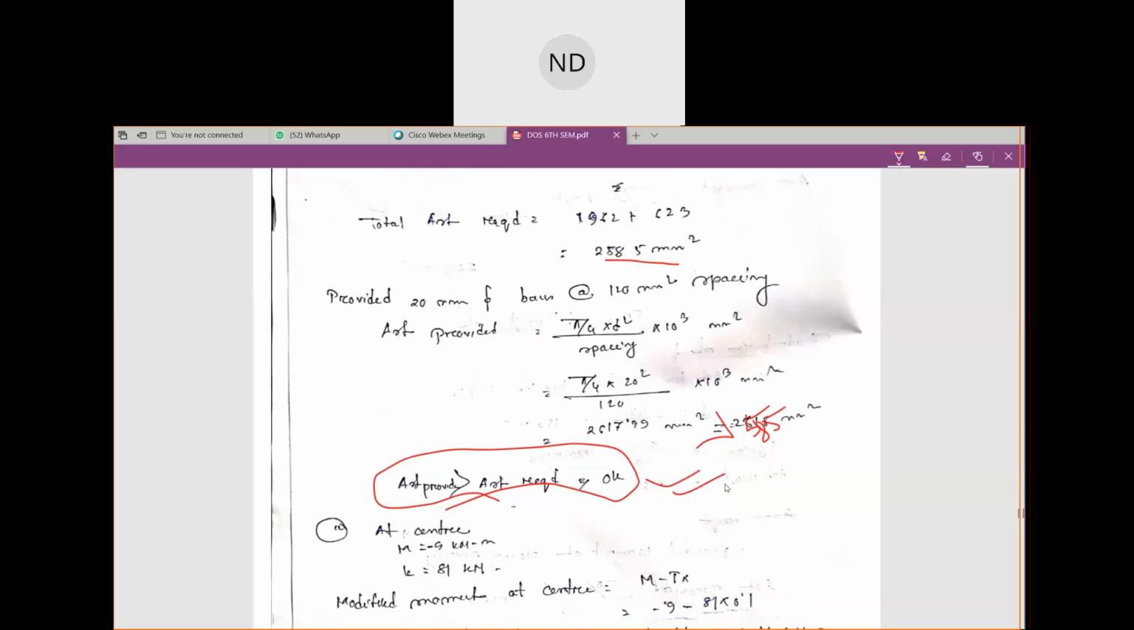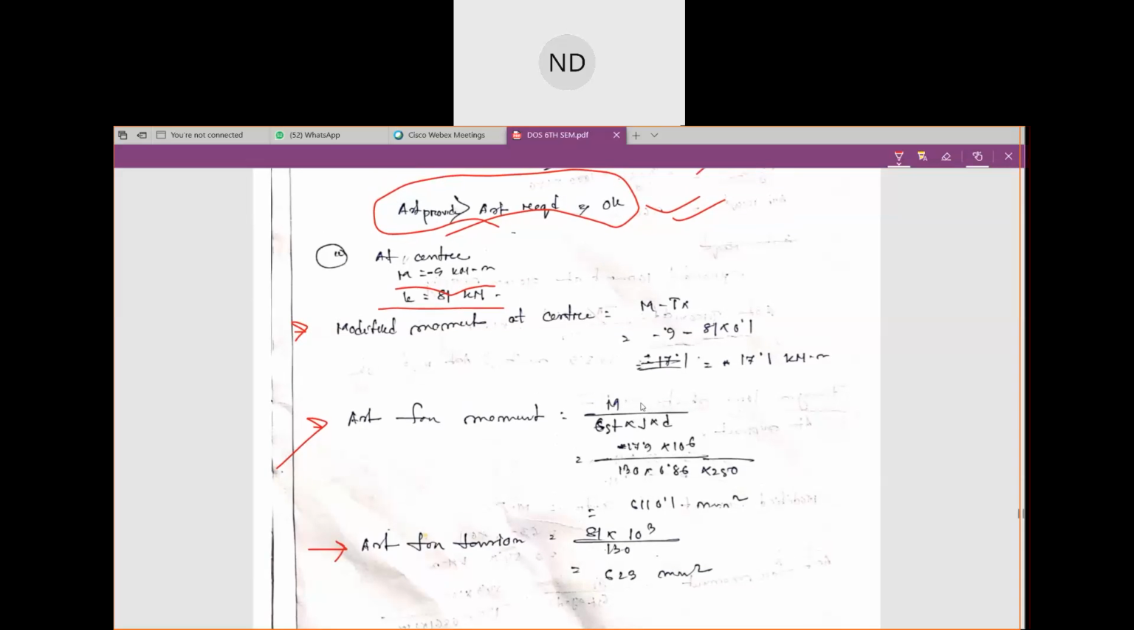Now again similarly at the center of the shorter wall, same thing. The moment is already calculated. Our T is this much. So we find the modified moment at the center, then the area of steel for tension and the area of steel for moment. Same formula; for the shorter wall we have already calculated the moments here.